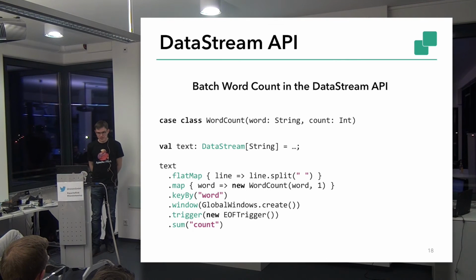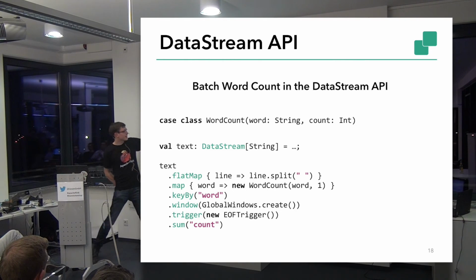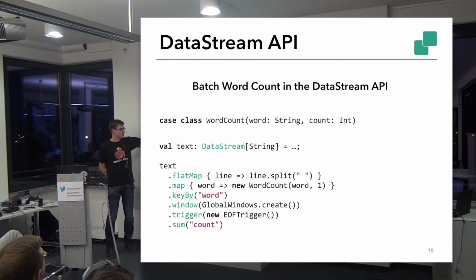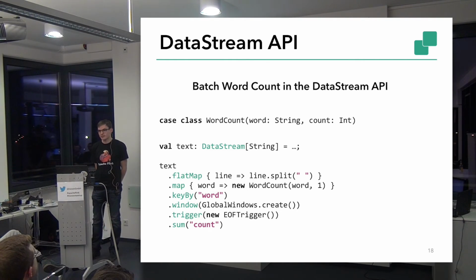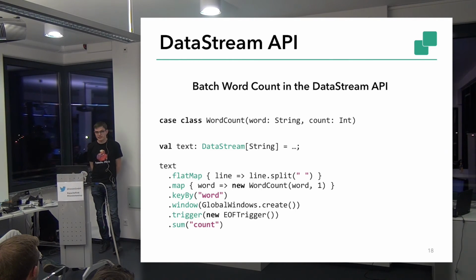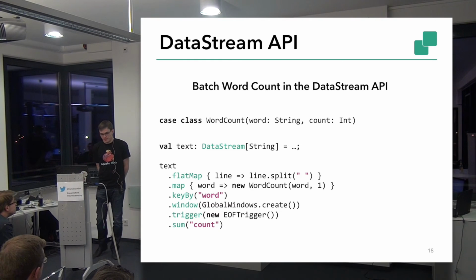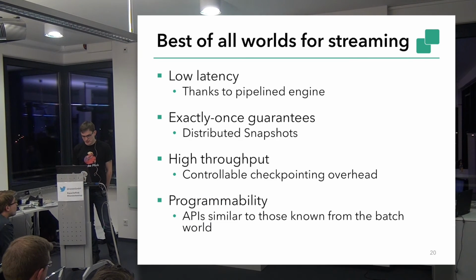Of course, we also have a batch API. So this is the data set API. So instead of a stream, you have the set. And there you can also express word count very easily. In the batch case, we also have a sophisticated optimizer, which is similar to cost-based optimizers in regular database systems. So we automatically decide the most efficient execution strategy for your program, depending on the data size and also depending on the cluster. So that's also a unique feature of Flink for batch processing.